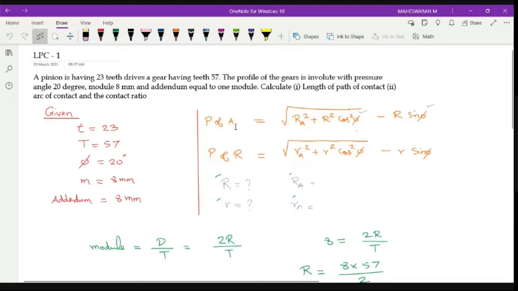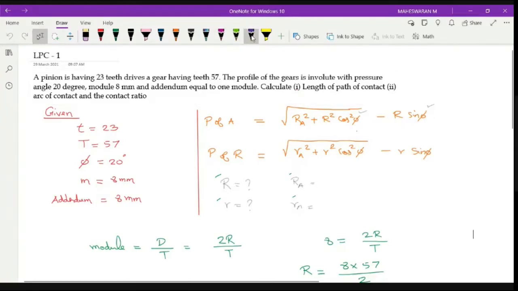So the length of path of contact, we can split it into two: length of path of approach and length of path of recess, right? The addition of these two will be your length of path of contact. So first let us identify the length of path of approach. The formula for that is the root of capital RA square minus capital R square cos square phi, minus r sin phi.